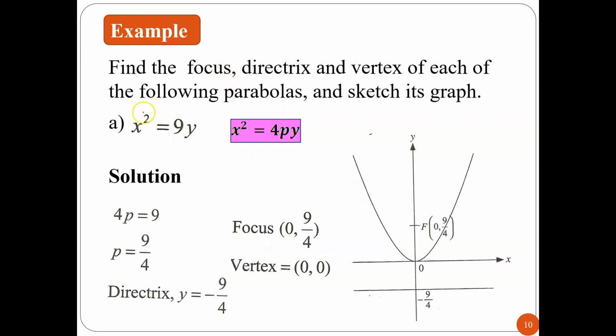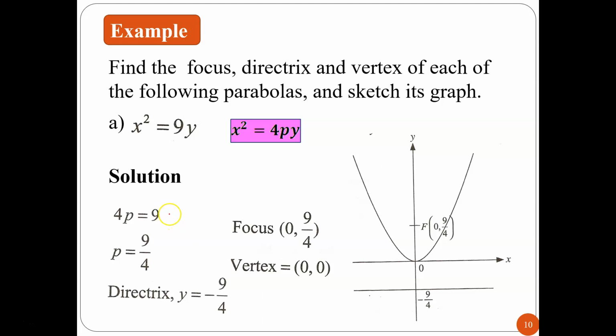So, asalnya, kalau kita tengok ni, x square equal to 9y, dia ada nilai positif, dia ada nilai negatif tidak? Tiada kan? So, kita tahu dia adalah this case, the first case. X square equal to 4py. Kita comparekan dahulu dia dengan yang ini. Equation yang pertama. Tadi ada yang 4py, ada satu lagi negative 4py kan? Equation yang kedua. So, kita compare dia dengan yang positif ni, 4py.